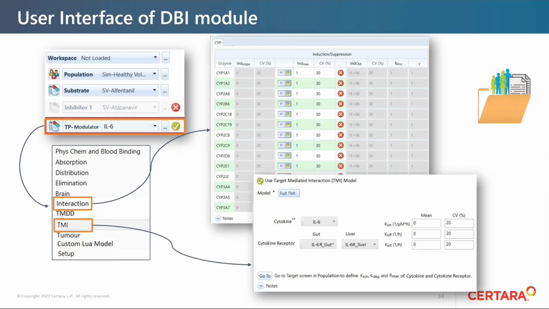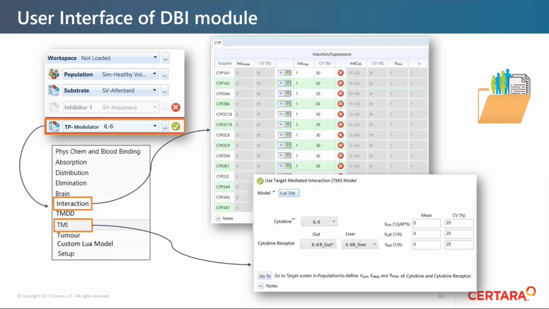And before I wrap up, I'd like to show you a beta version of the user interface that we're currently working on, so you can see firsthand how it will work. First of all, we will introduce an additional compound slot called the TP modulator, where the user can load either a cytokine or a cytokine receptor, cytokine modulator for DBI simulation. And on the list of the modules for the TP modulator, apart from those that you have already seen for the large molecules, we are introducing an interaction screen for the user to incorporate the CYP suppression or induction parameters.